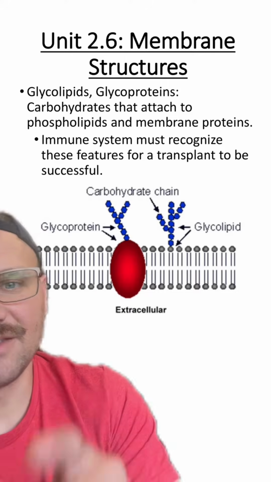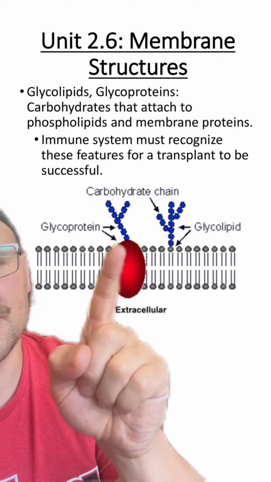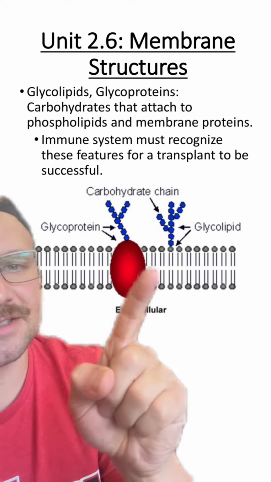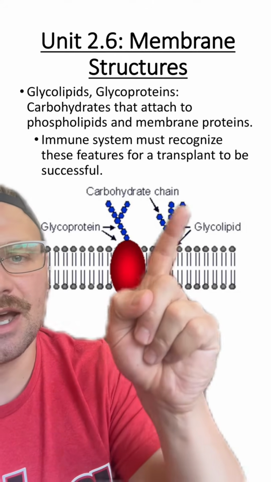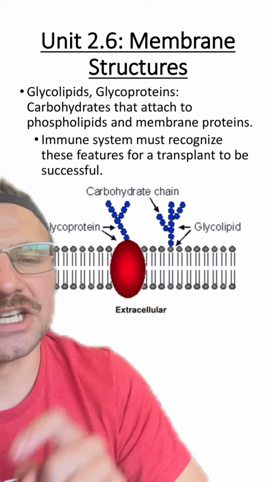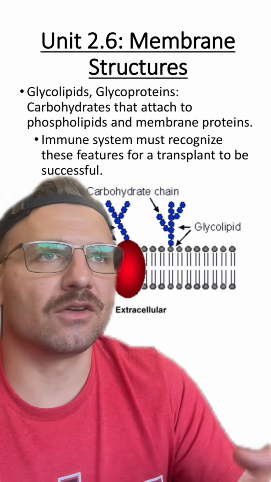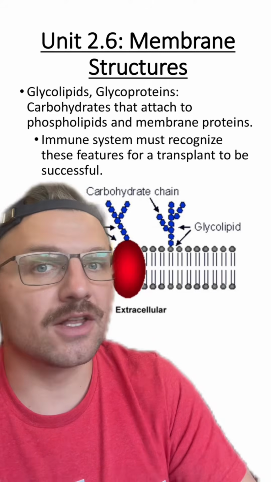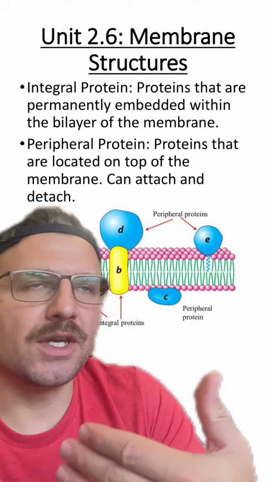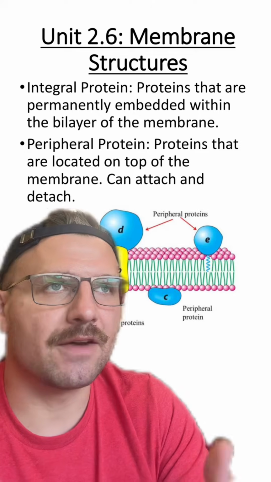And like you can kind of guess, the glycoprotein here is going to be made up of sugar molecules attached to a protein molecule, while a glycolipid is going to be made of sugar molecules attached to a phospholipid. Again, these are just little markers that the cell is going to use to identify self versus non-self cells. Now, the membrane proteins we talked about before are going to have two different main groups.